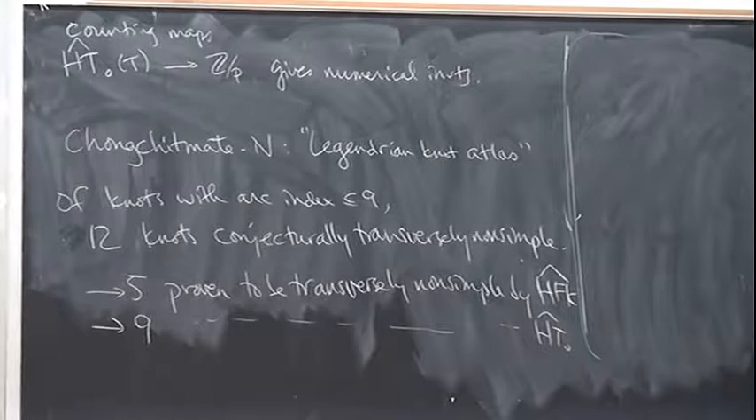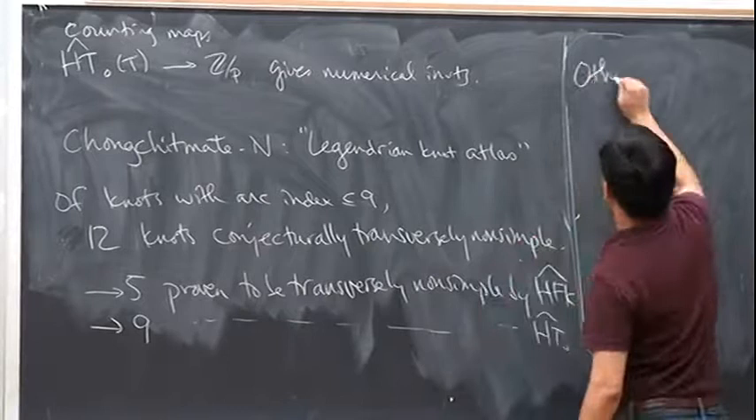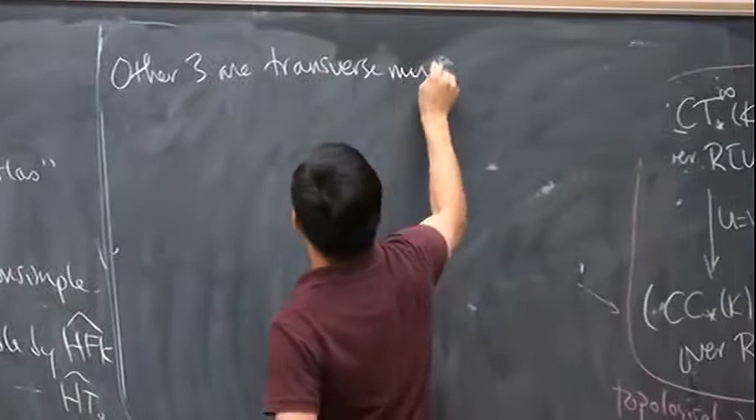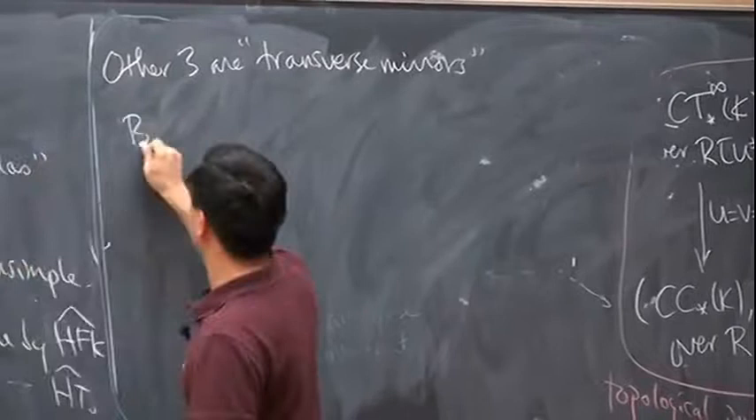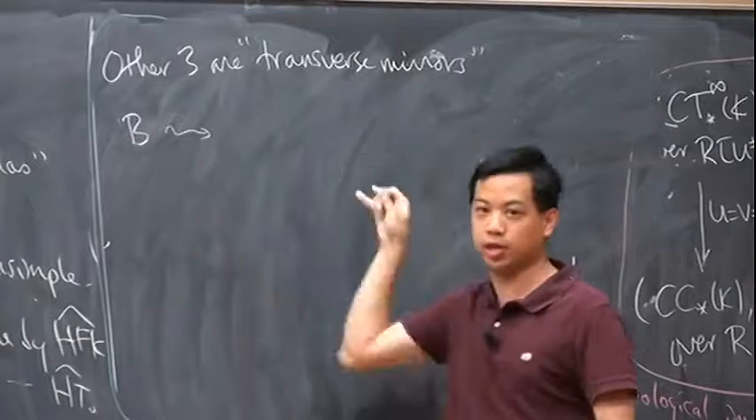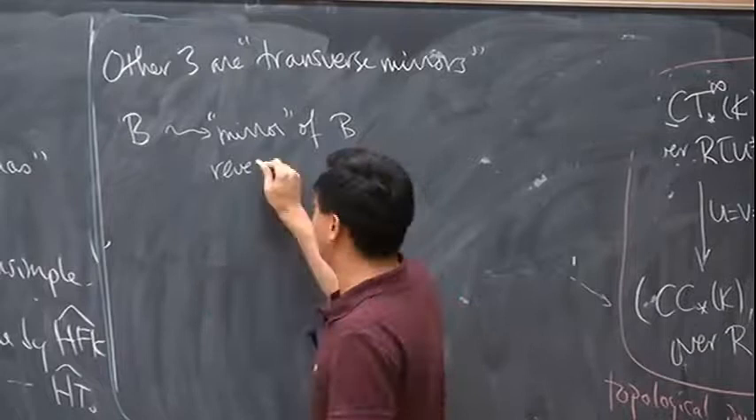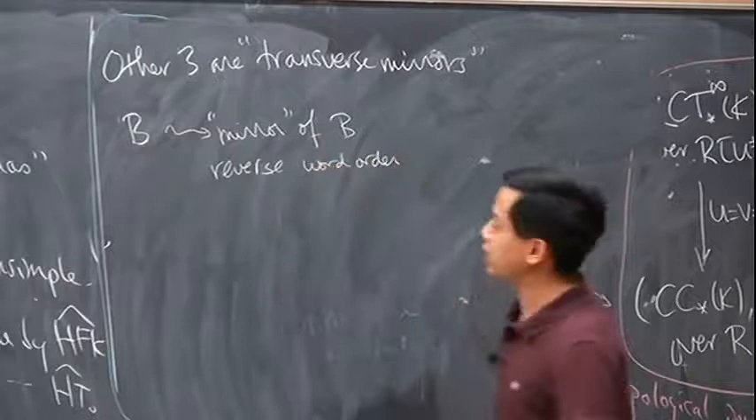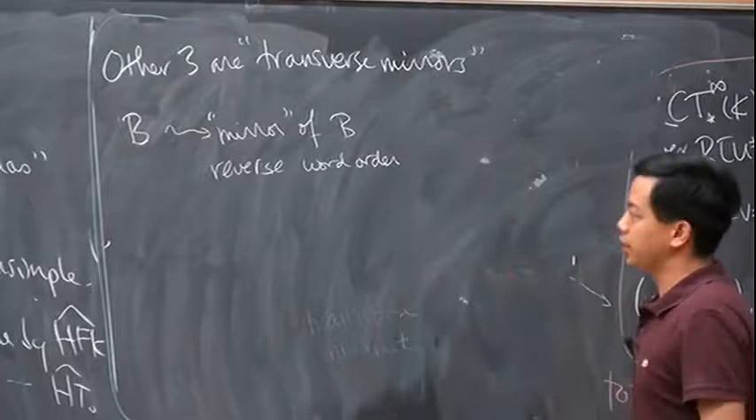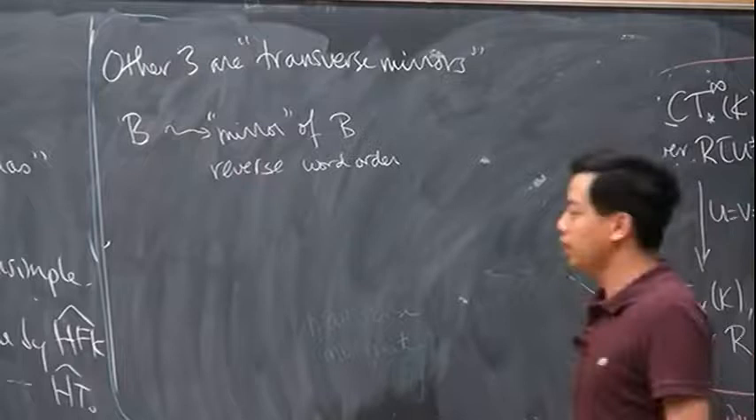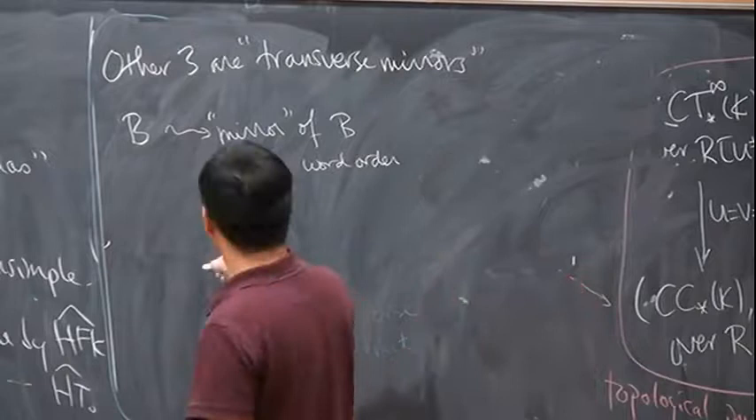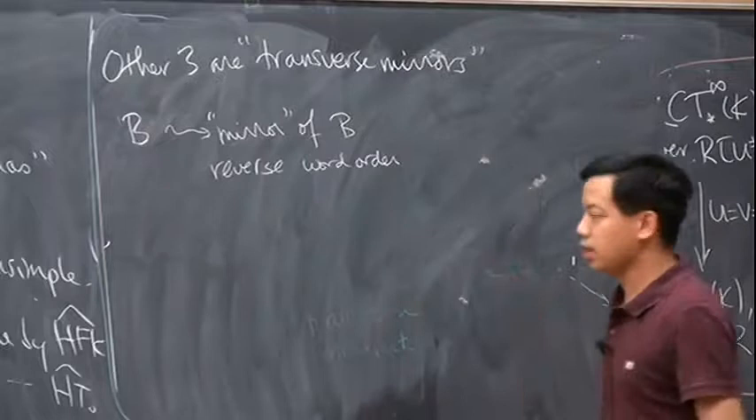So the other 3 are what I'm calling transverse mirrors. What's a transverse mirror? If you take a braid, you can just reverse the order of the letters in the braid word. And we'll get what I'll call the mirror of B. This is probably called something else. Anyway, it's reverse the word order. And this topologically gives you the orientation reverse of the knot you started off with, but suppose that your knot is invertible, then this gives you, in theory, what could be a different transverse knot, and in fact, this seems to happen sometimes. So you get pairs of knots, a transverse knot and its mirror, and the three that can't be distinguished by this, as far as I know, are transverse mirrors, as are the Birman-Menasco examples.